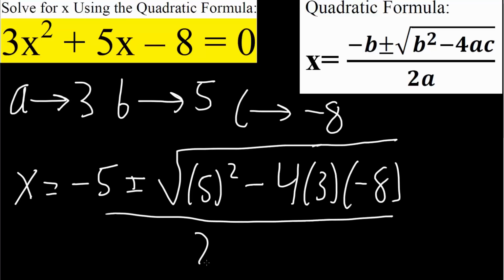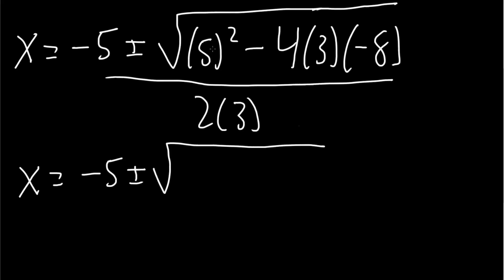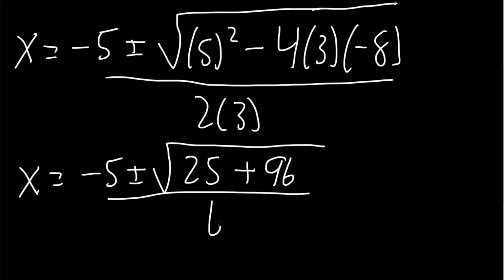So 2 times a, which is 3. And so this right here, x would equal minus 5 plus or minus the square root. So 5 squared is 25. Negative 4 times 3 is negative 12. Negative 12 times negative 8 is 96. So plus 96, divided by 2 times 3, which is 6. And so we know that 25 plus 96 would be 121.